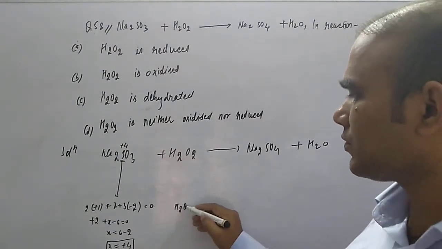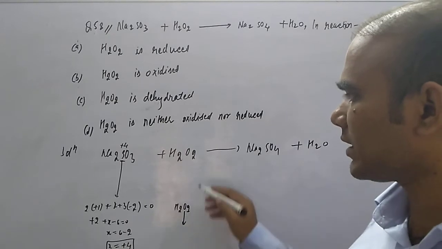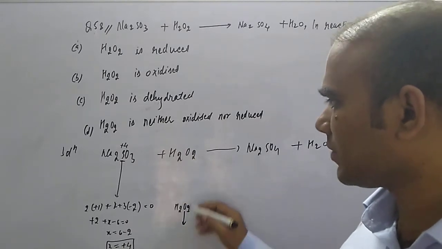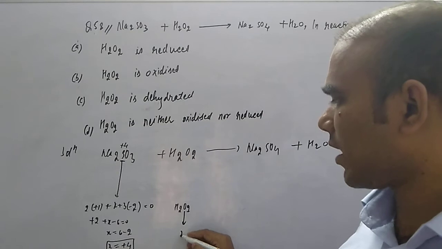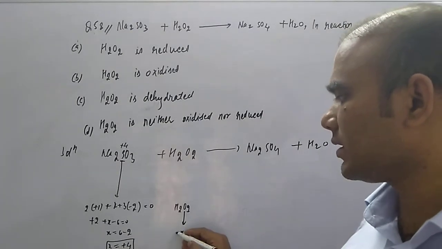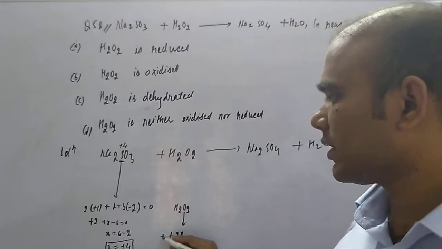How can you take H2O2? I already told you in the peroxide, the oxidation state of oxygen is -1. But you can check it out also. So oxygen is considered to be X. 2 oxygen, that is 2X. Hydrogen, we know, is +1.